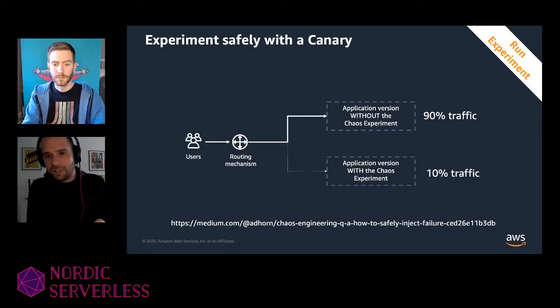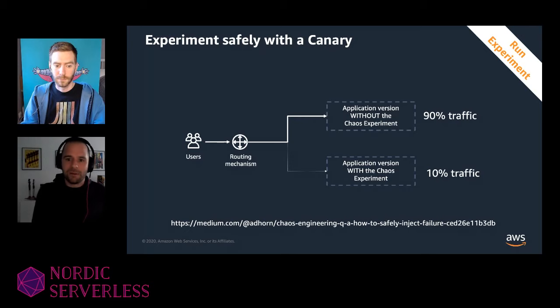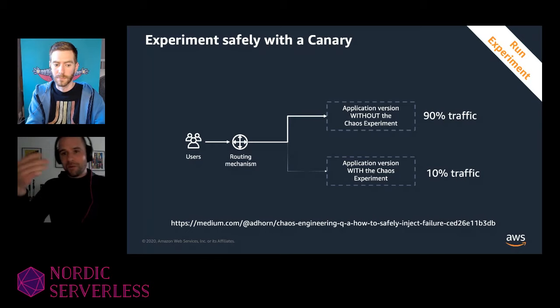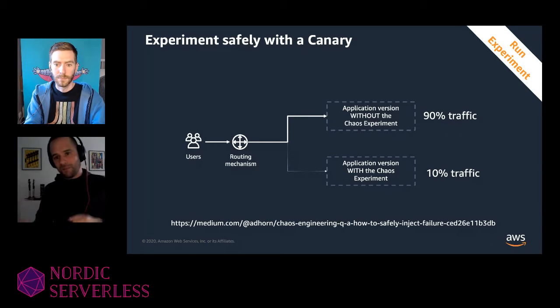The only difference here is when the experiment is over, we always roll back. Right? But I love using canaries to deploy an experiment. And the general purpose of that is you have a routing mechanism, and then a version of your application with the experiment and one without. And then slowly you bring traffic to the one with the experiment, and maybe not start at 10%, but 1%, and then slowly grow at 10, 20, 30.